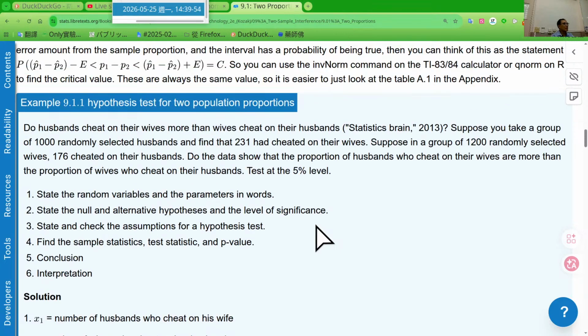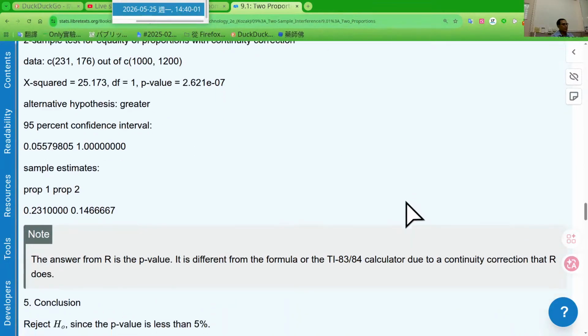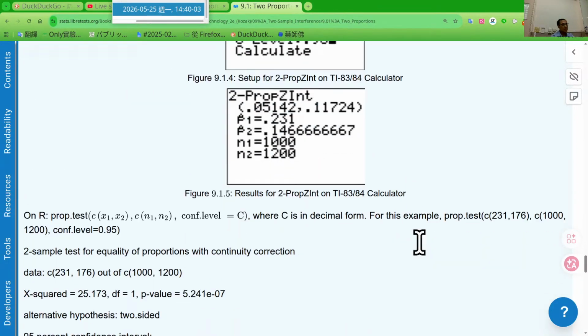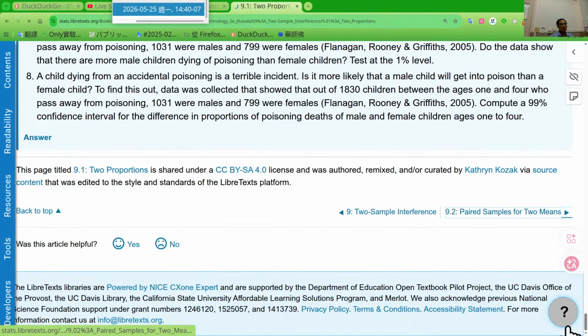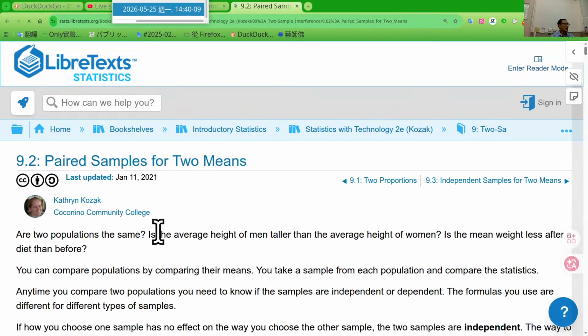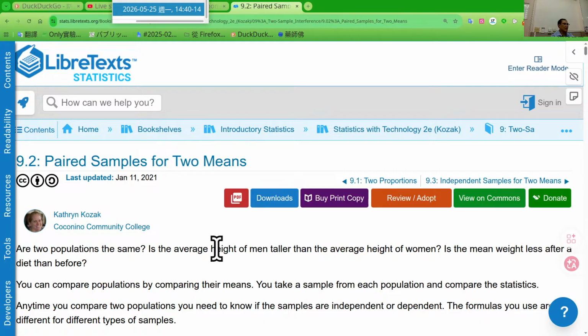Okay, maybe this one. Okay, I think I will accelerate and skip this one. Skip this one. Okay, move to the paired samples of two means. Okay, paired samples for two means.